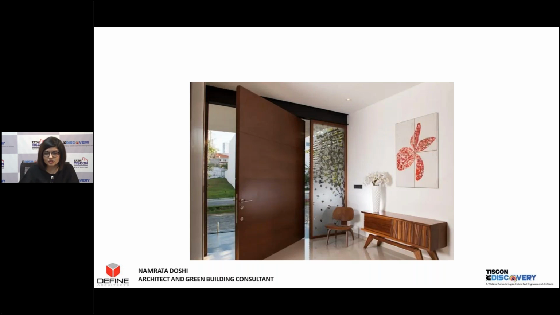It divides the space into two. One can be an entry, the other can be an exit. So it's one of the beautiful ways of dealing with an opening. There is a glass panel on the side. They've chosen to keep it not completely transparent. You could have kept it completely transparent in case you were trying to have full vision through the space.